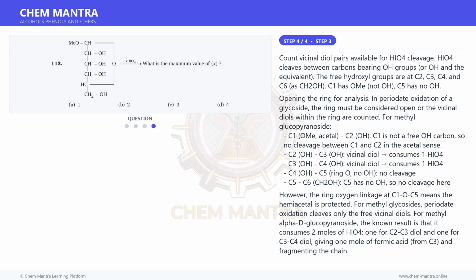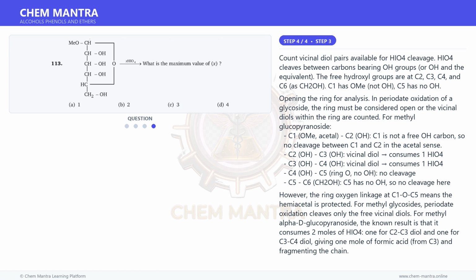C1 is not a free OH carbon, so no cleavage between C1 and C2 in the acetal sense. C2 OH, C3 OH, vicinal diol, consumes 1 HIO4. C3 OH, C4 OH, vicinal diol, consumes 1 HIO4. C4 OH, C5 ring O, no OH, no cleavage. C5, C6, CH2OH. C5 has no OH, so no cleavage here.